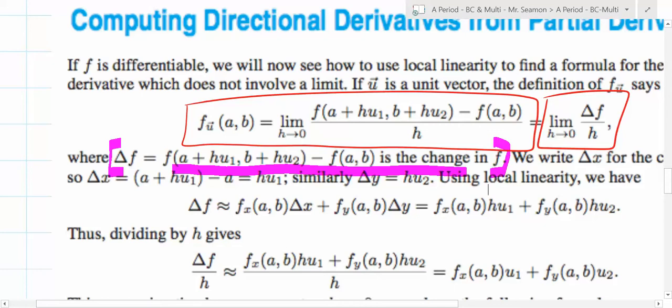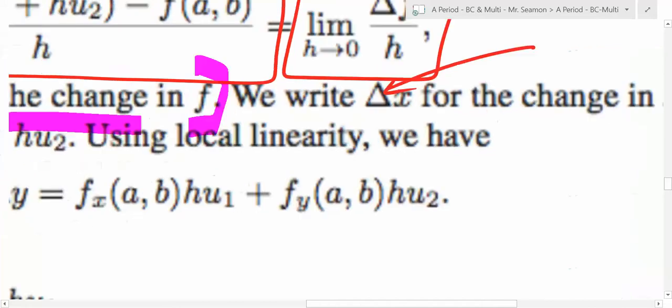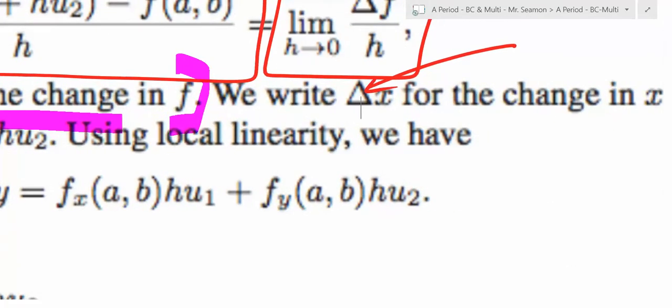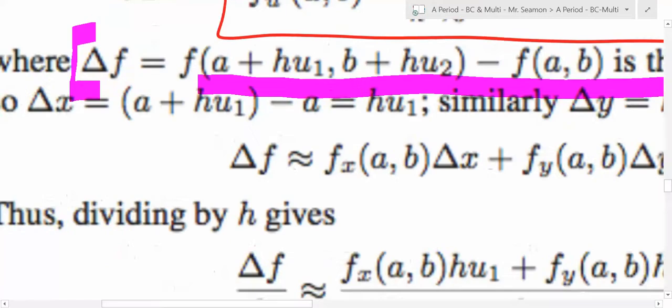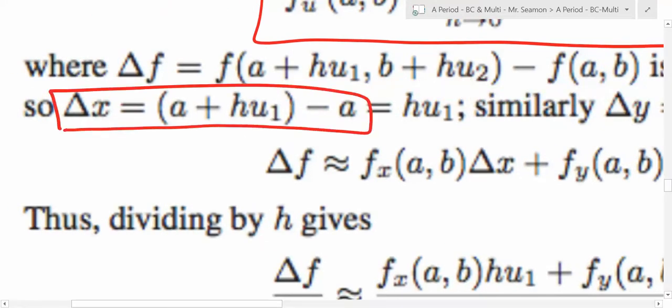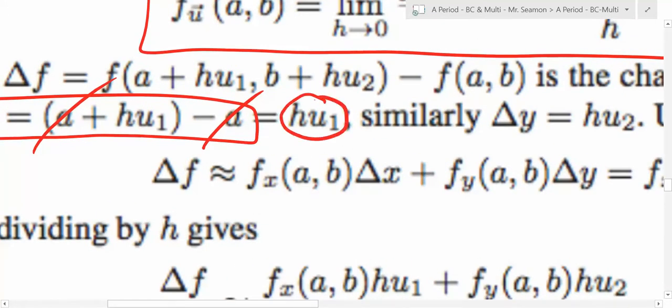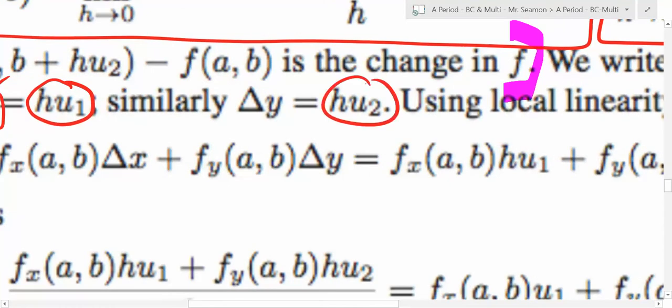Great. We already believe that's true. Now we write delta x. In this specific instance, you're going from (a, b), but you're moving a certain distance on the x value, and that's going to be h times what? u1. So the delta x in this case, and I'll erase this so you can see it, is this difference. The a's go away, so delta x is hu1. What is delta y? hu2, which should make sense because that is the definition: the change in x and the change in y. Are you with me so far?